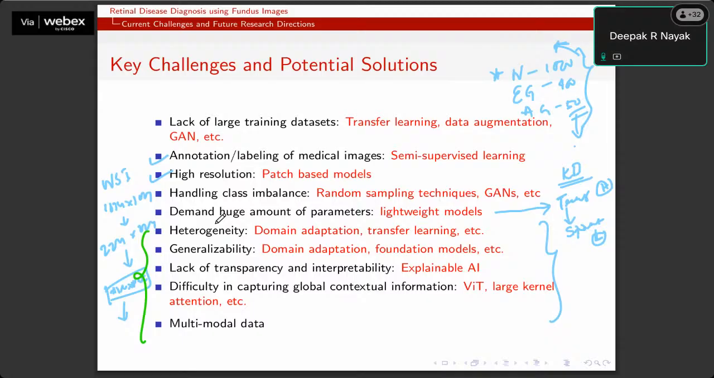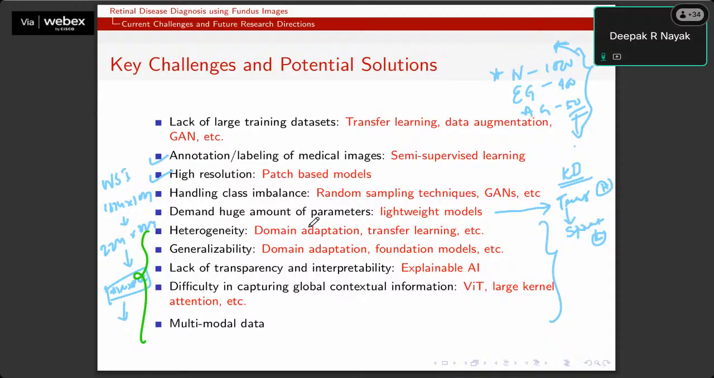Because we need to design such computer-aided diagnostic tools that should work on any colonoscopy images or any kind of medical images that may be collected from different regions using different devices. Doesn't matter, it should work on unseen datasets as well, right? So how to actually deal with these kinds of issues, and that is also somewhat related to the generalizability. That means the generalization capability of the model.